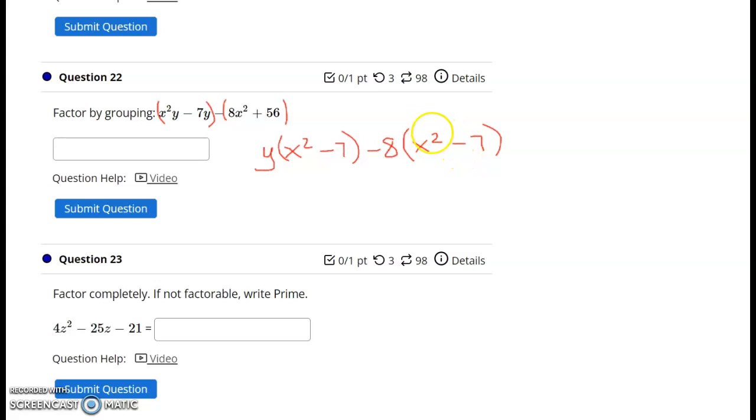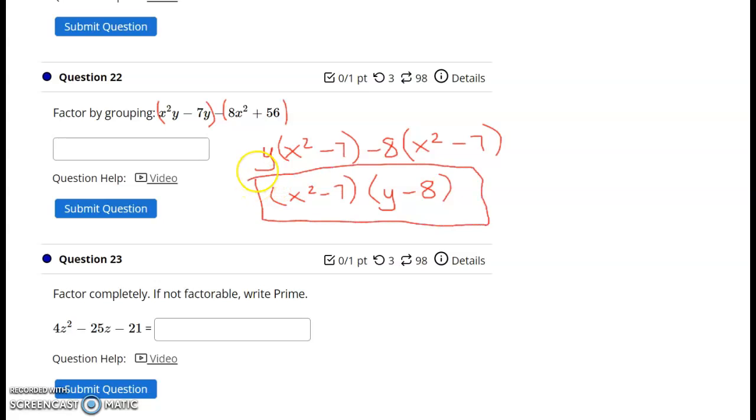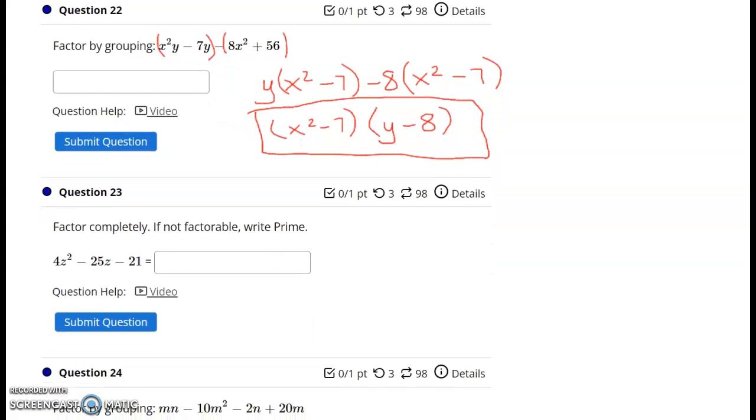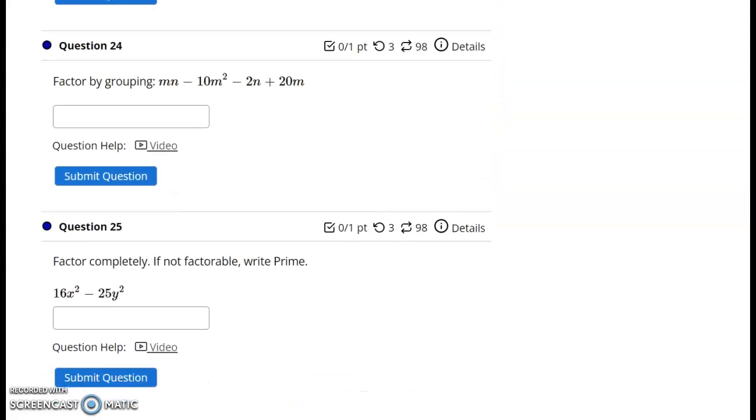So notice, we love to see that. X squared minus 7 in both terms. Sweet. So that will factor out. So x squared minus 7, and then y minus 8 is left over. So quick check. I saw that x squared and I thought, oh, we better make sure there's no difference of squares, and there's not. 7's not a perfect square, so that's the furthest it's going to go. All right, let's keep going down.